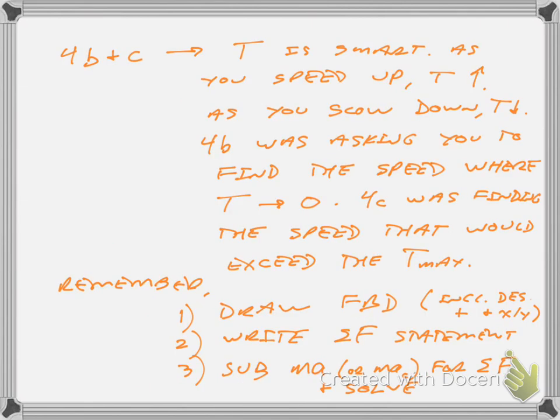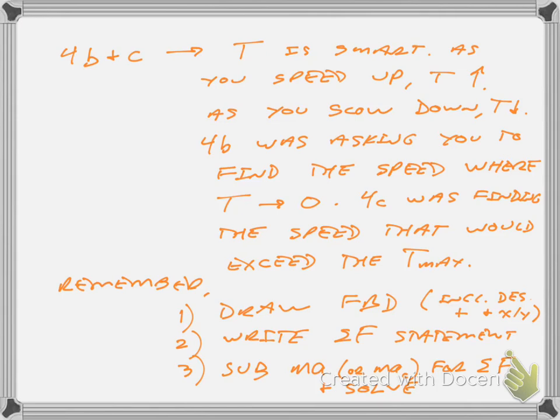4B and C, tension is smart. As you speed up in this scenario, the tension will go up, and as you slow down, the tension will go down. So we had to think a little bit conceptually that in 4B, the tension is going to get smaller and smaller as we slow down, and they want to know when tension goes to 0, because after that, it's going to fall out of the circle because mg is going to pull it in a smaller circle. And so you're setting a limit. You're finding when T gets to 0. What was the first speed that T gets to 0?